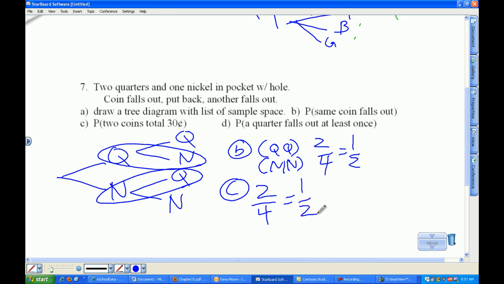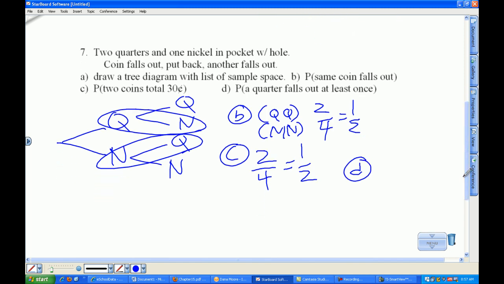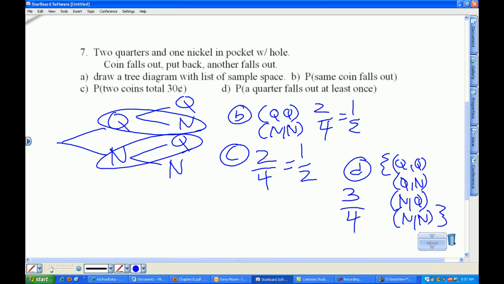The quarter falls out at least once. Well, keep in mind that your sample space is quarter, quarter, quarter, nickel, nickel, quarter, and nickel, nickel. So how many of these have at least a Q in it, at least one Q? 3 out of 4. And that's the answer for number 7.